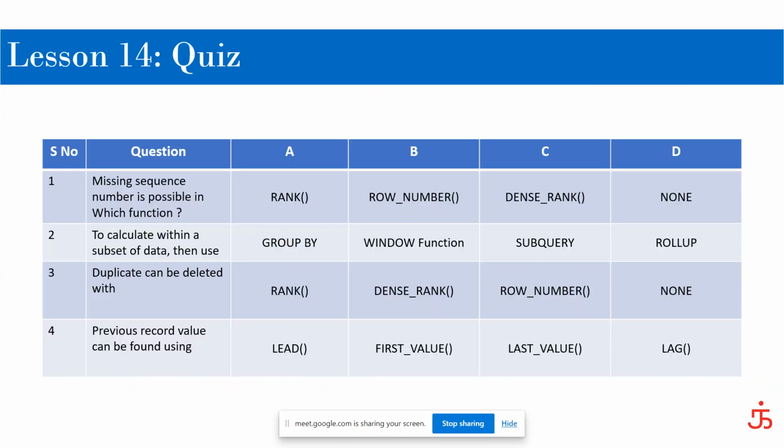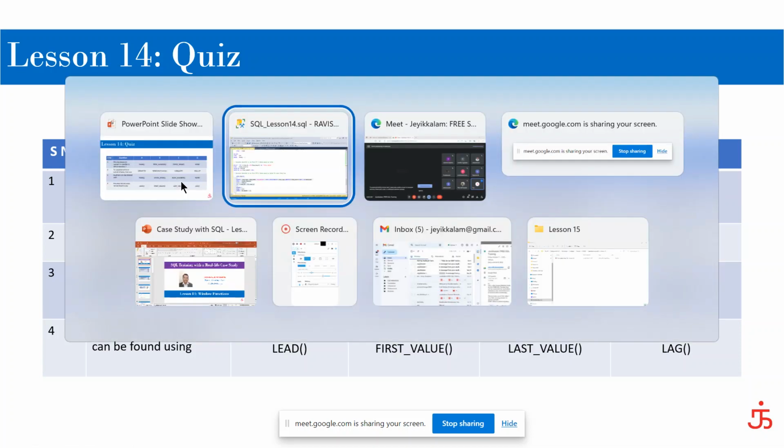Okay, now let's start with the quiz. So guys, can you respond? What is the answer for the first one? Missing sequence number is possible in which function? Missing sequence number is possible. So only in one case the number will be missed out.